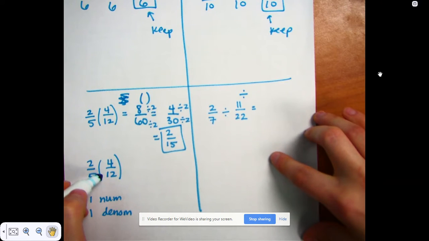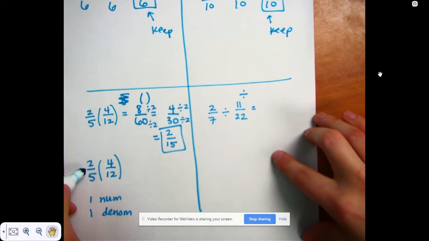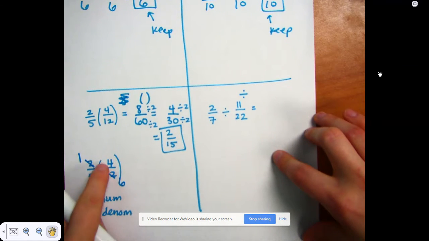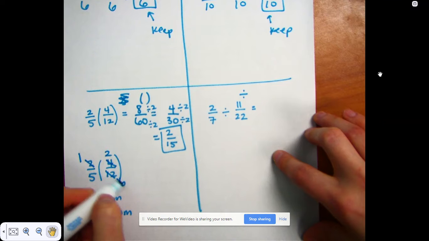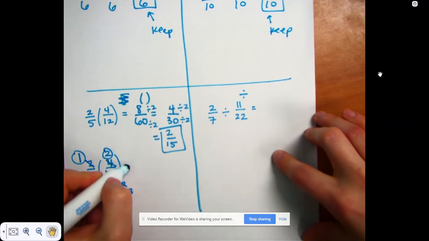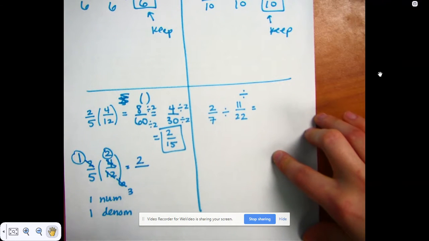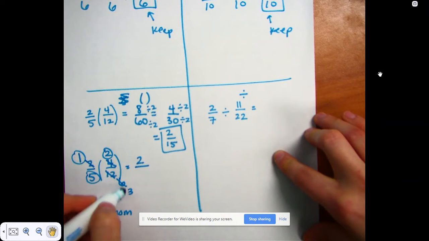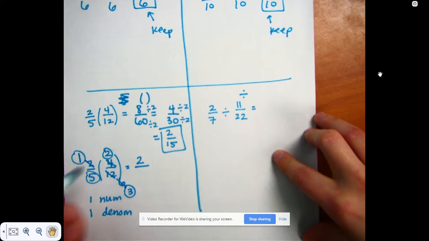So 2 and 12 have 2 in common. 2 divided by 2, 1. 12 divided by 2 is 6. But look, this 4 and 6 still have something in common. So I'm going to divide by 2 again. 4 divided by 2 is 2. 6 divided by 2 is 3. So now I have a 1 times 2. That's my numerator, is 2. I have a 5 times 3. That's my denominator, and it's 15.